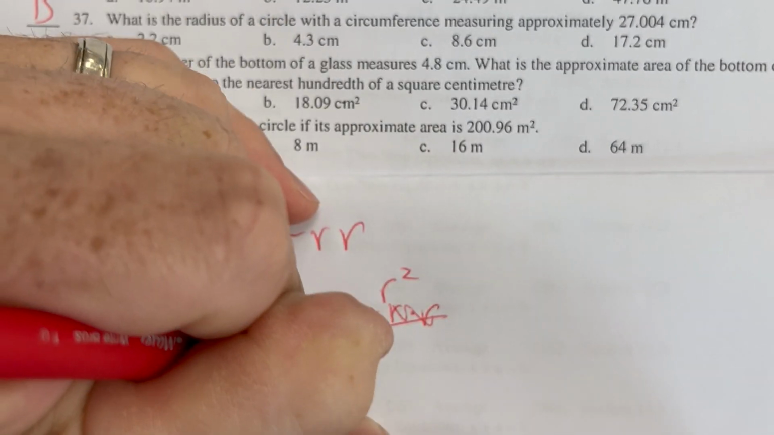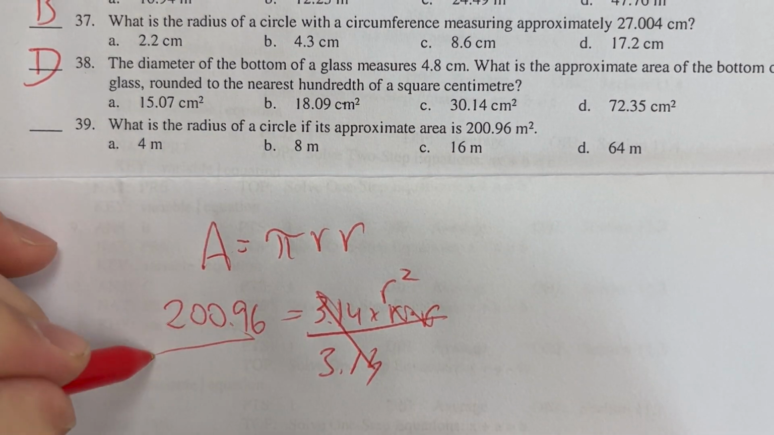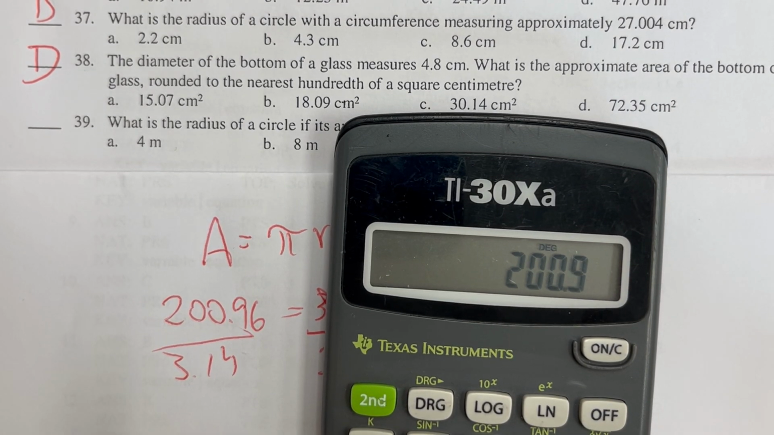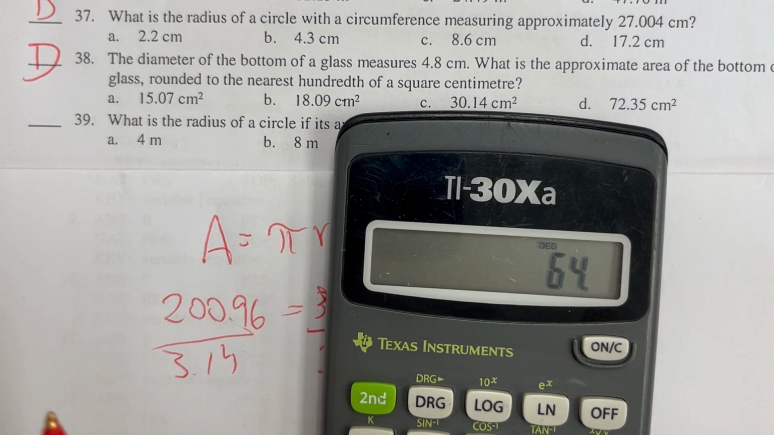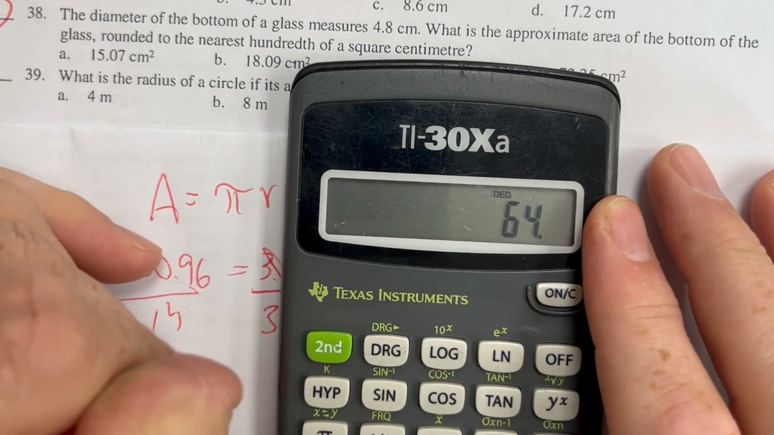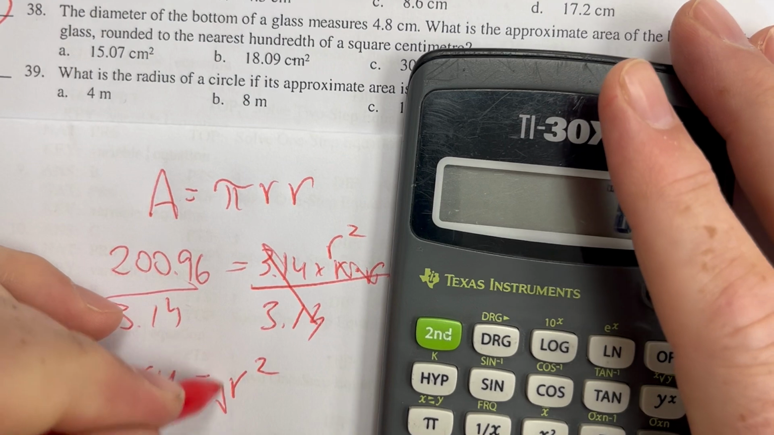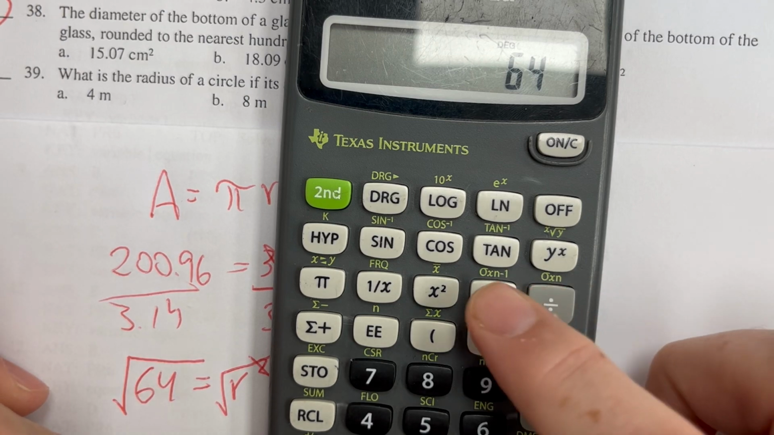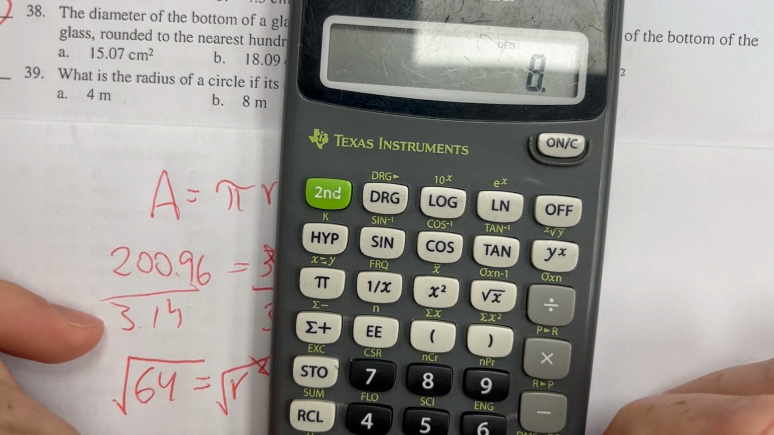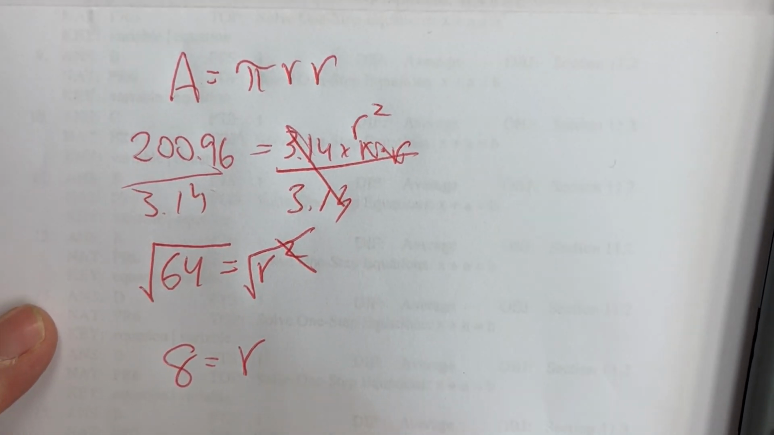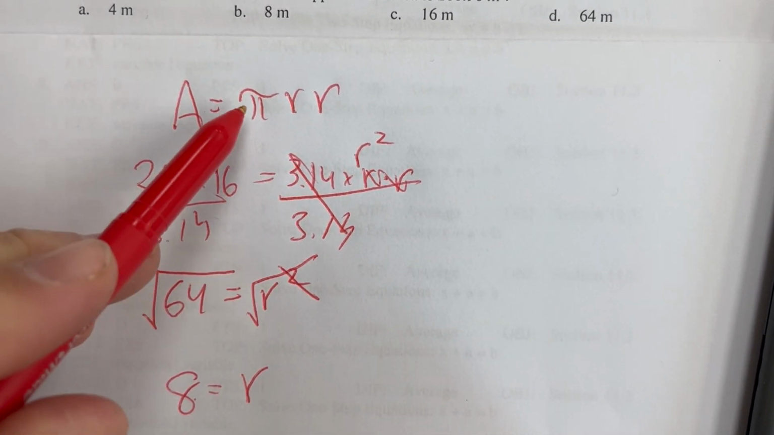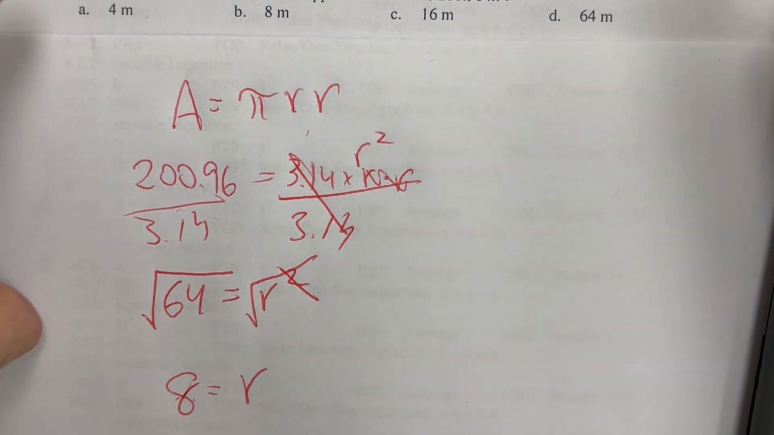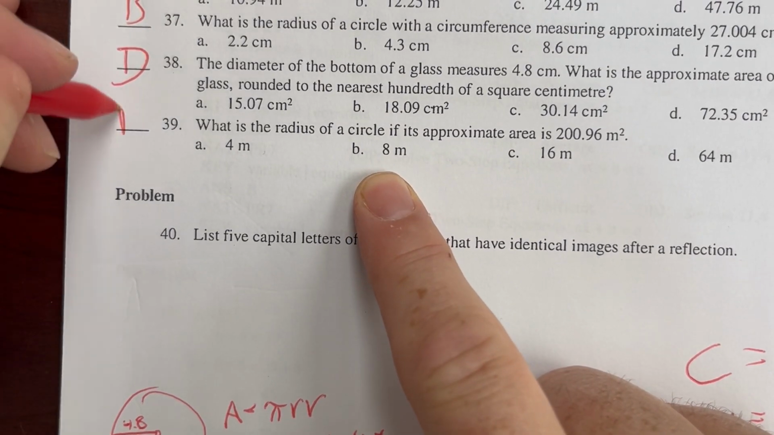Okay, so I'm going to divide this by 3.14 to get rid of that. 200 divided by 3.14 equals 64. 64 equals r squared. So if I do a square root of this to get rid of the squared, 64 square root is 8 equals the radius. So if you want to go back and double check this, you would just put in the 8 for the r. So pi times r times r, 3.14 times 8 will give you 200. So then we look here, and it is B.